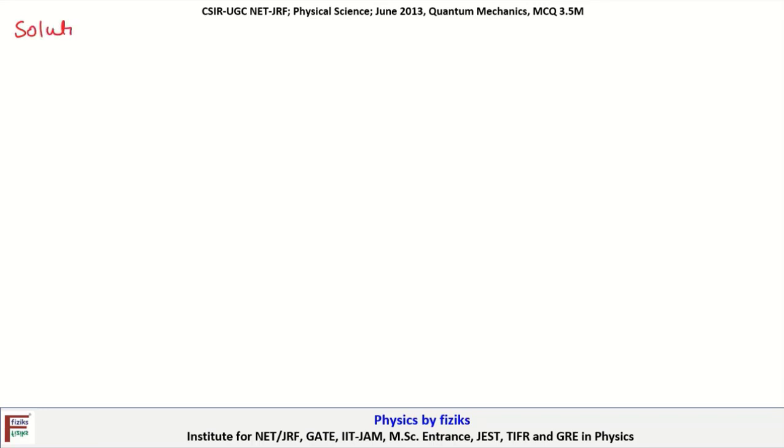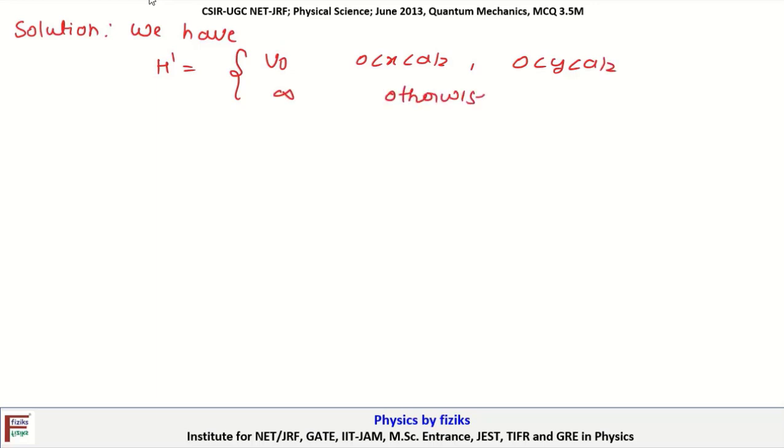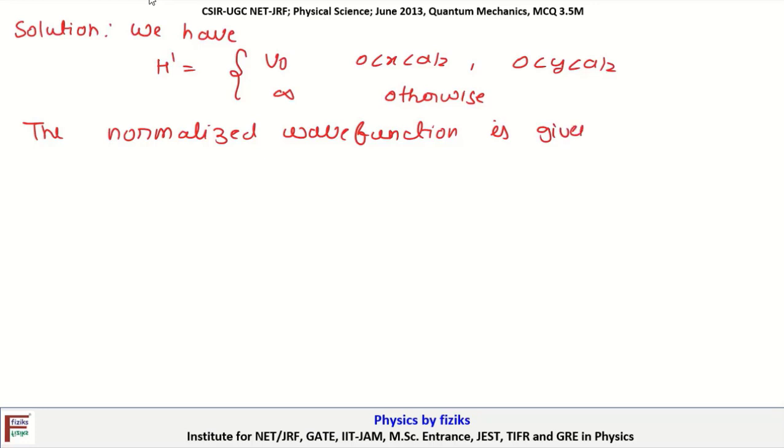Now let us write down the solution. We have H dash equals V0 in the region 0 less than x less than a by 2, 0 less than y less than a by 2, and infinity otherwise. The normalized wave function is given by psi nx ny equals 2 by a sin of nx pi x by a times sin of ny pi y by a.